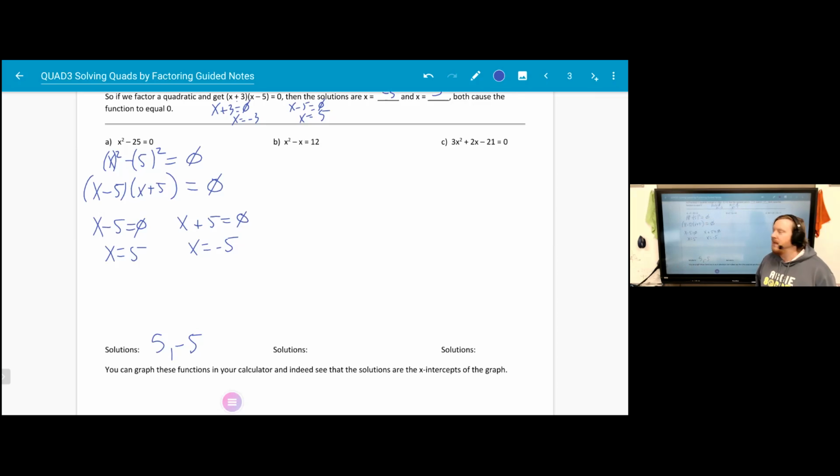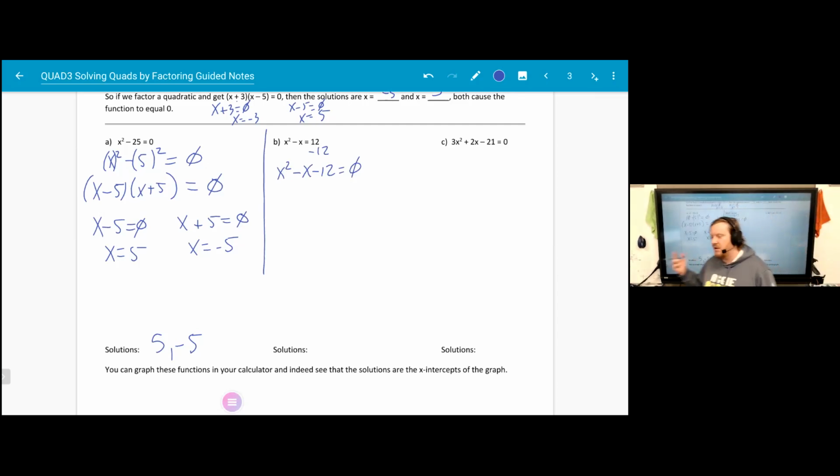That's that first one. That second one, part B, says x squared minus x equals 12. Step number 1, does it equal 0? No, that does not equal 0. We need to subtract 12 from both sides first. We need to have x squared minus x minus 12 equals 0. Now it equals 0. Now we can look to see what we can do.